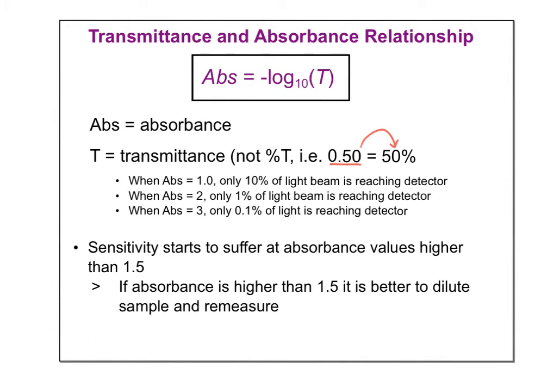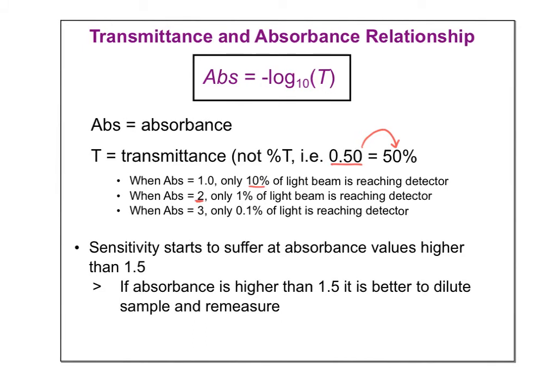So you have to multiply it by 100. But if you're familiar with the log relationship, here's kind of a rough idea. If the absorbance is 1.0, that means only 10% is transmitted. If the absorbance is 2.0, 1% of the light is reaching the detector. So again, it's not that you double absorbance, you double transmittance. It's a log-based relationship. So if the absorbance is 3, then only 0.1% of the light is transmitted and hitting the detector.